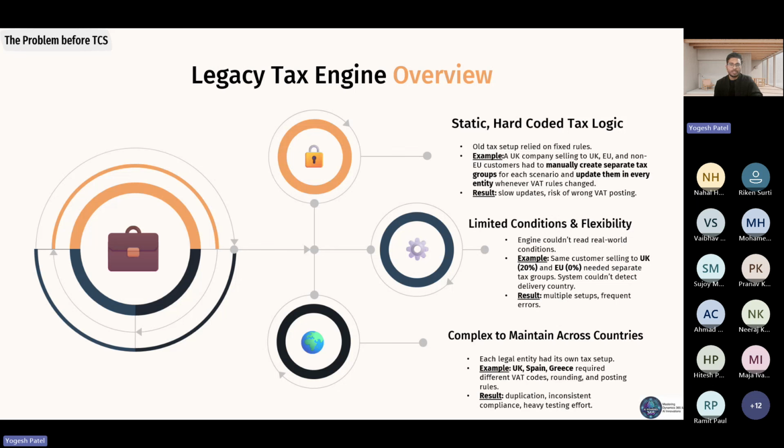For example, a UK company sells to UK, EU, and non-EU customers. In the legacy tax engine, you had to create a separate sales tax group for each scenario manually, then assign those groups manually to customers and items, and build the combinations again. And that's if your legal entities or companies span multiple countries.